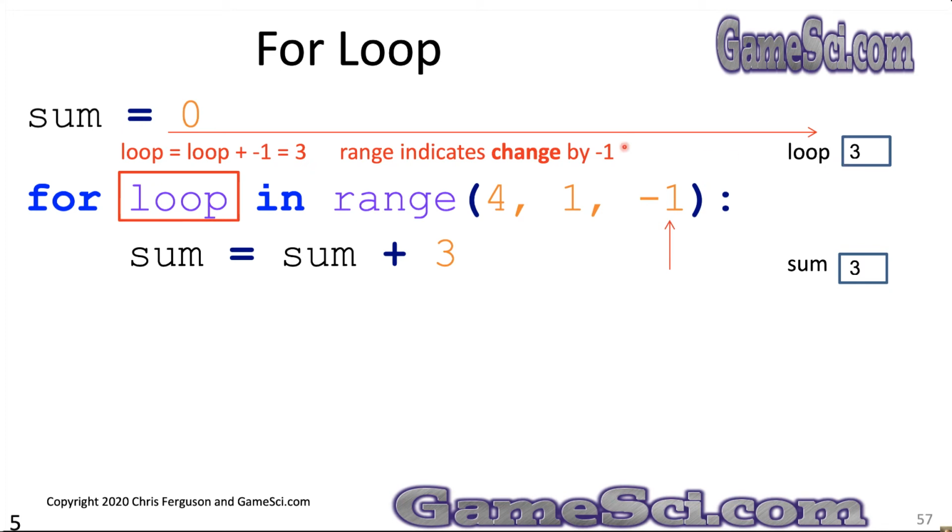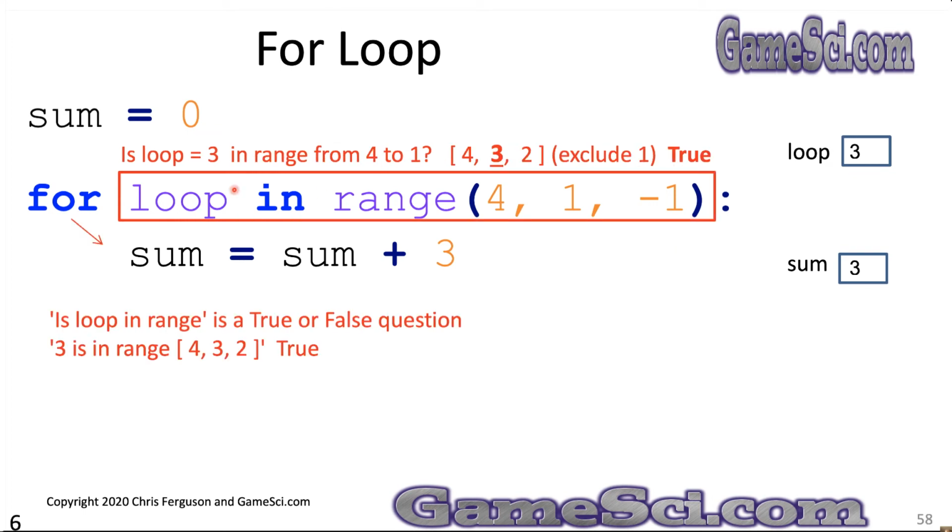Why did loop change to a 3? Range indicates change by -1. That third parameter to the range says subtract 1 from loop every time. So we'll subtract 1. And it turns out if loop is equal to 3, is that in range from 4 to 1? That excludes 1. That is a true statement.